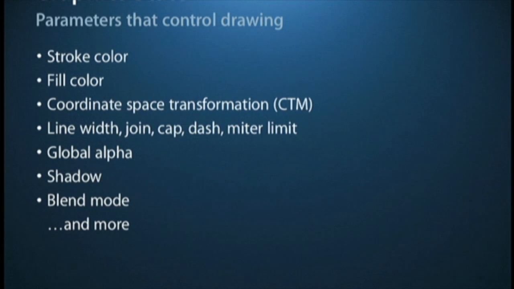Now, let's sidestep a moment. So Core Graphics is a state machine. Besides the actual drawing primitives themselves, there's also a number of graphics state elements that control how each primitive is drawn. You set the colors for strokes and fills. You define coordinate space transformations and other details for drawing style, opacity, shadows, blending, and so on.